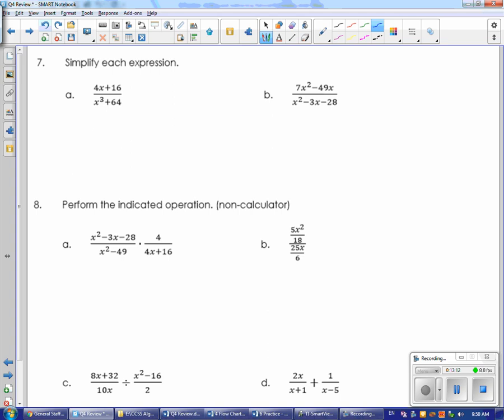So the first thing I want to do is factor. If I look at this top expression, the first thing I'm looking for is a common factor, and in that case it would be 4.